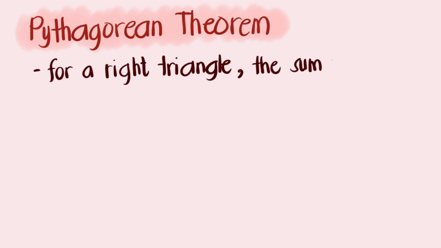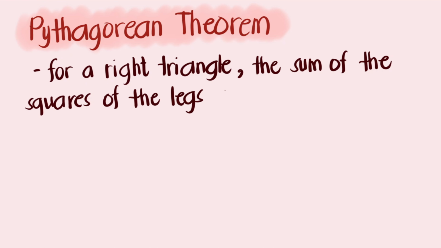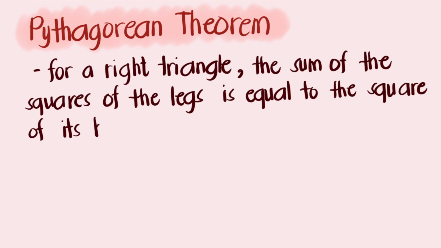For today's video, we will learn one of the most proven theorems in geometry, and that is the Pythagorean Theorem. Now, what is the Pythagorean Theorem? It states that for a given right triangle, the sum of the squares of the legs is equal to the square of its hypotenuse.